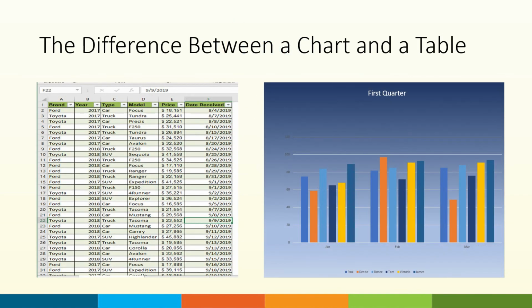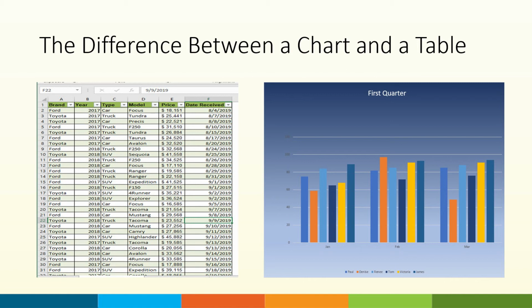What is a chart? Well, as you can see from the items on the left, that's not a chart. This is more of a table or a range of information. We see words, we see numbers, we see actual dates, we see currency, amounts of money. We can see that it's brands of cars, years, types of cars, models of cars, and the price of the cars, and then the dates they were received. That's all good, but it means that I really have to focus in on each line to see what's there.